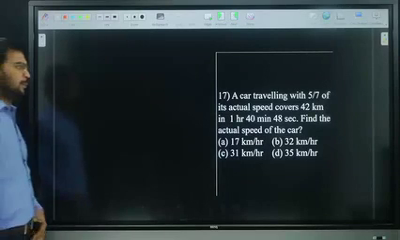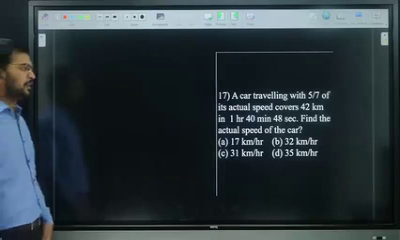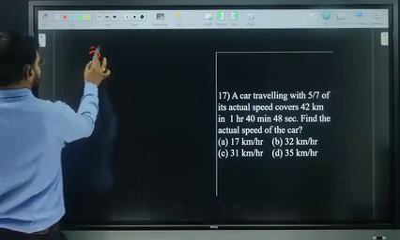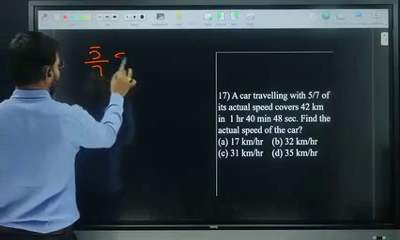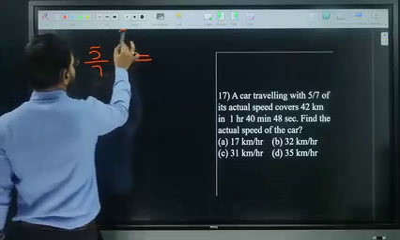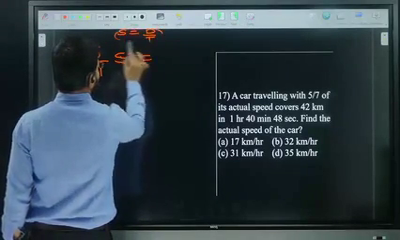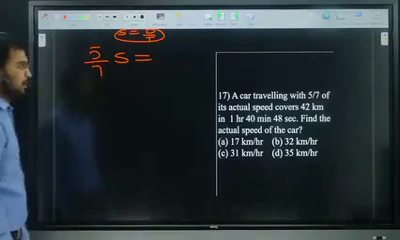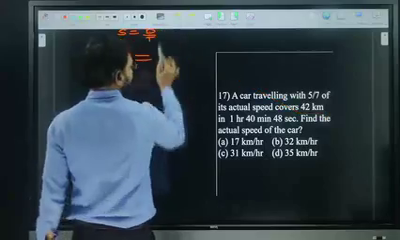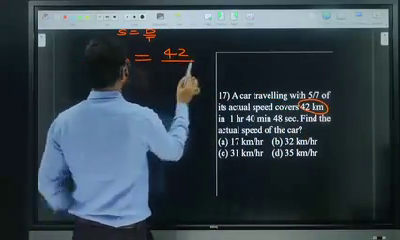A car traveling with 5 by 7th of the actual speed covers 42 kilometers in 1 hour 40 minutes 48 seconds. Find the actual speed of the car. 5 by 7th of the speed. Generally speed is nothing but what? Distance by time. Distance is how much here? 42 kilometers. 42 by time.